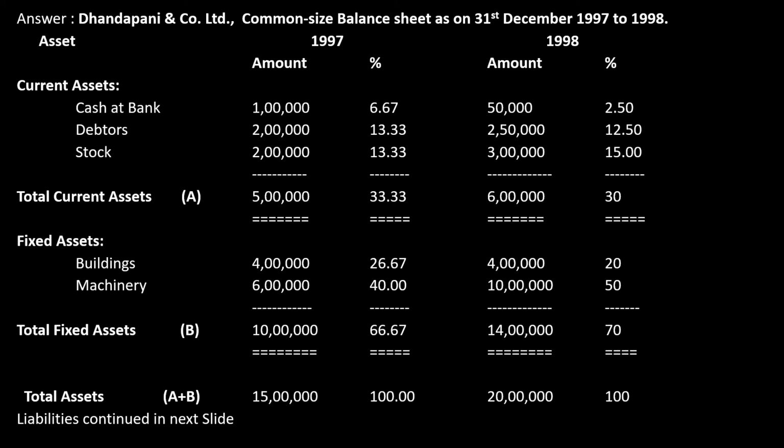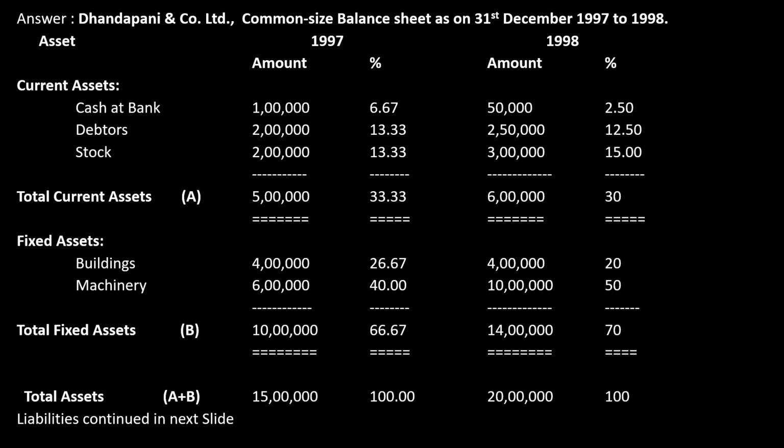The same way, for 1997 debtors is 2 lakh. So 2 lakh by 15 lakh into 100 will give me 13.33%. The same way for 1997 the current asset stock is 2 lakh. So again 2 lakh by 15 lakh into 100, the same percentage, 13.33. Is it clear? So this is how the sum goes. The next way, the total I got is 5 lakh. Again I'll divide 5 lakh by 15 lakh into 100, which will give me 33.33%.